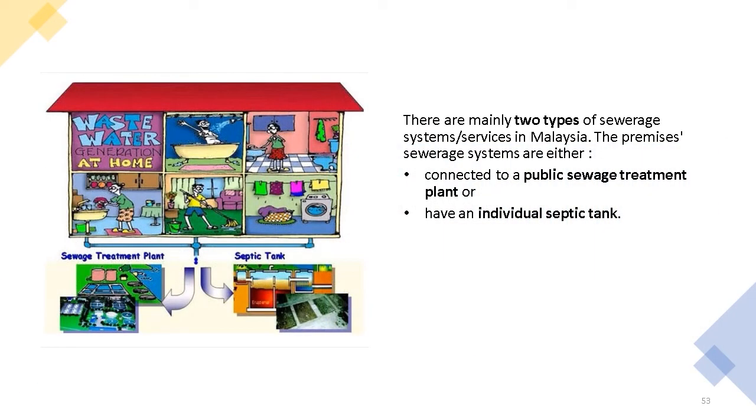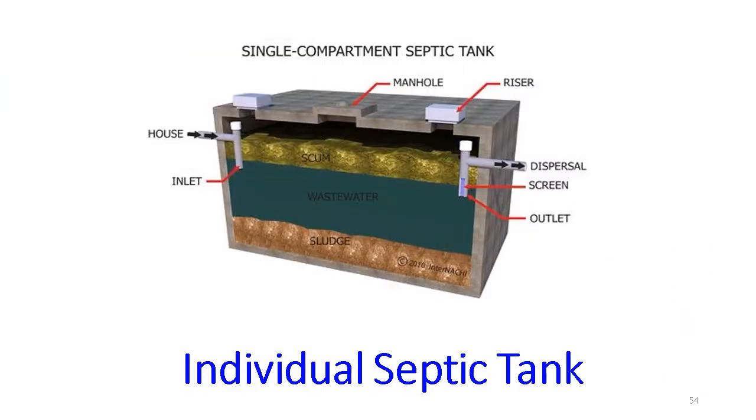There are mainly two types of sewerage system in Malaysia. The premises sewerage system are either one, connected to a public sewage treatment plant, ataupun have an individual septic tank. This is the individual septic tank. Normally kita nampak kalau kat area rumah, kadang-kadang kita nampak ada manhole kan. So itu adalah individual septic tank.